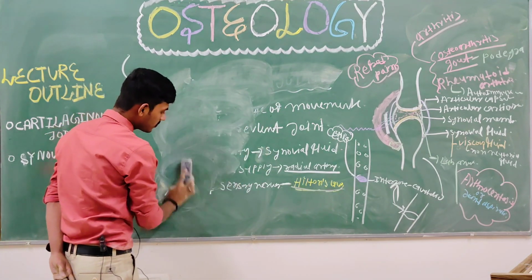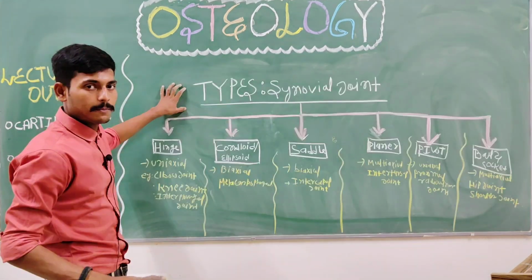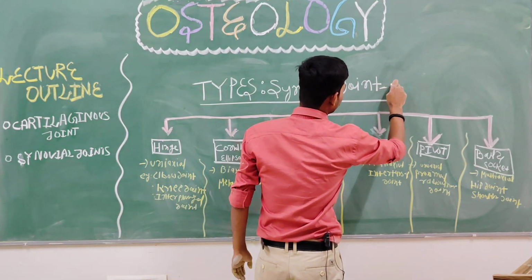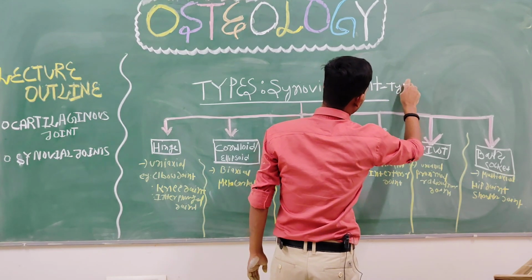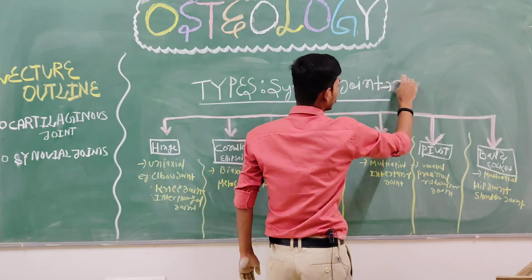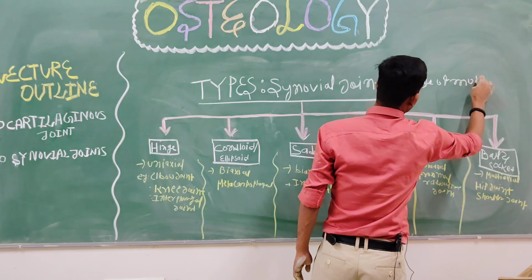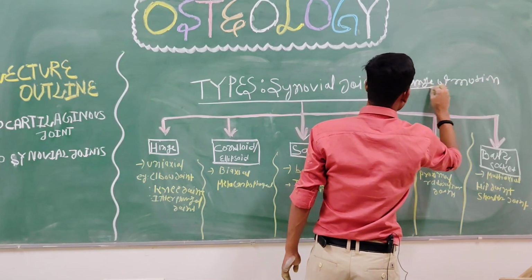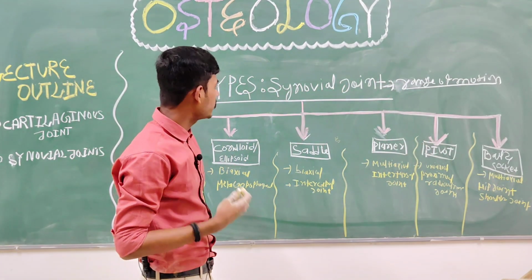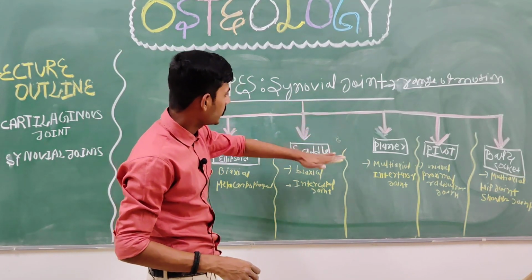See, the type of synovial joint, as we understood, provides a wide range of movement. According to the type, as I said, there are 6 types of synovial joint, and the basis is the type of movement, the range of motion, based on how much they permit the movement. On that basis, we are classifying the synovial joint into 6 categories.